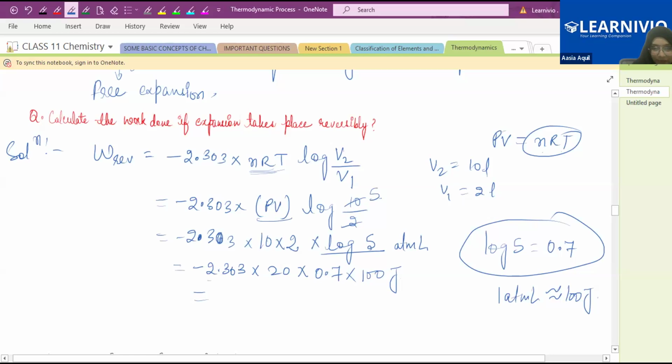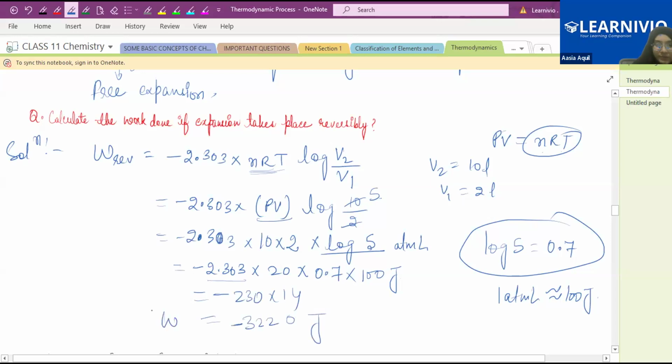So when you multiply this, 7 twos are 14. So you will get minus 230 into 14. And after that, 14 threes are 42, and you will get 3220. So your final answer is minus 3220 joule.